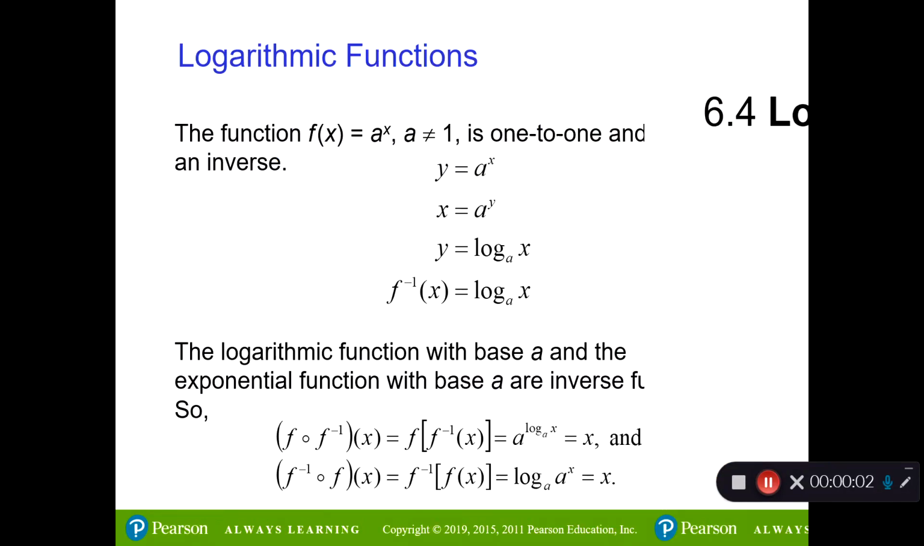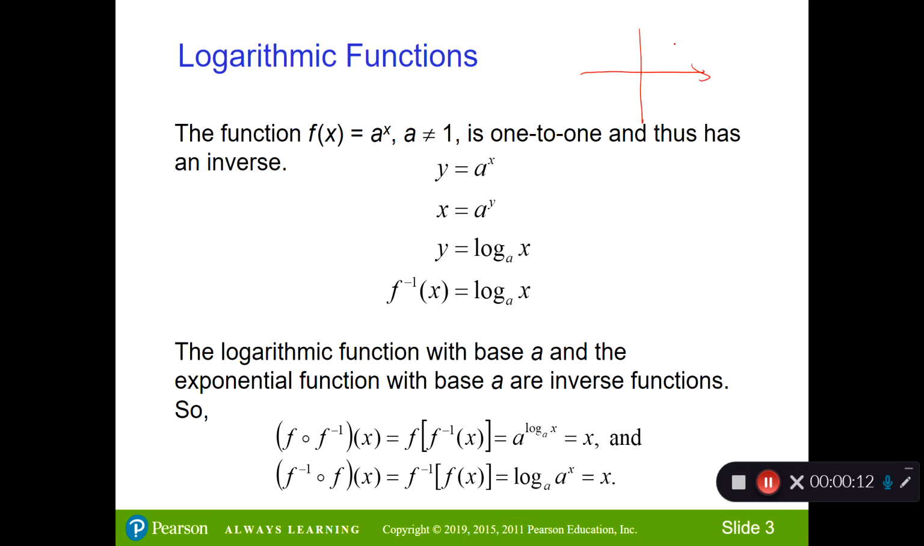Now let's look at logarithmic functions. First of all, if we look at the exponential function a to the x, remember that graph, as we discovered in a previous video, kind of looks like that. Well, notice that that graph passes the horizontal line test. So it is a one-to-one function. If it's one-to-one, it has an inverse.